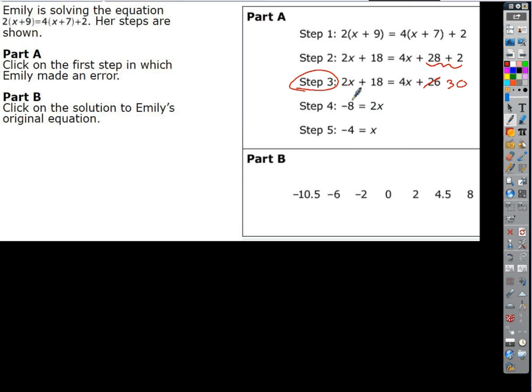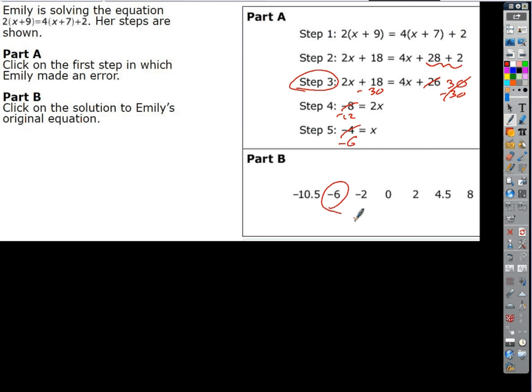So she subtracted 2x from both sides to get 2x on the right. She subtracted 26. She should have subtracted 30, right? So if she subtracts 30 from both sides, what's she going to get over here? Not negative 8, negative 12. And then if I divide by 2, I get x equals, there it is, right? Okay, no big deal.